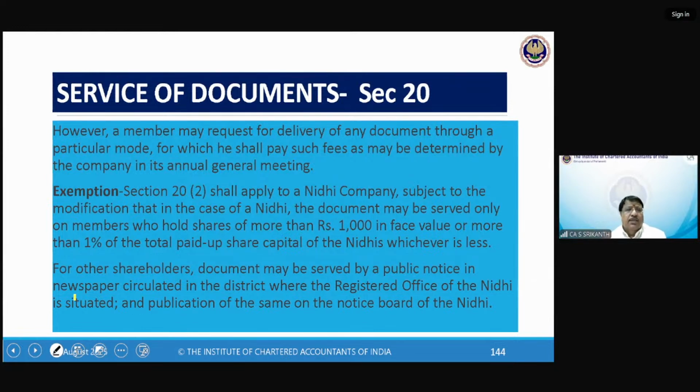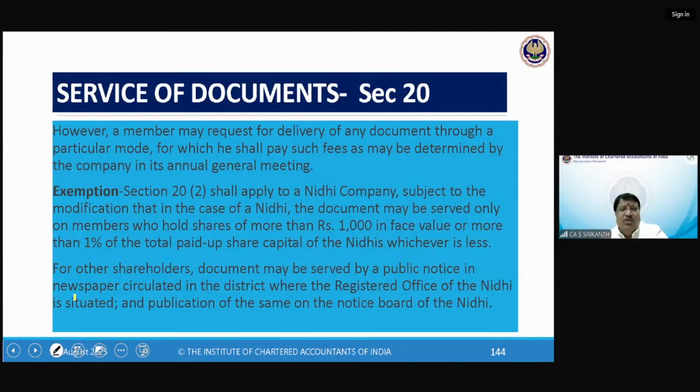So they are saying service can be on members who hold shares of more than ₹1,000 in face value or more than 1%. For other members, it is enough. If you're holding shares of more than 1,000 in face value or 1% of the total paid up share capital, whichever is less, then I have to serve physical notice on you. Otherwise, I will simply circulate it in the newspaper and also put it up on the notice board of the Nidhi.